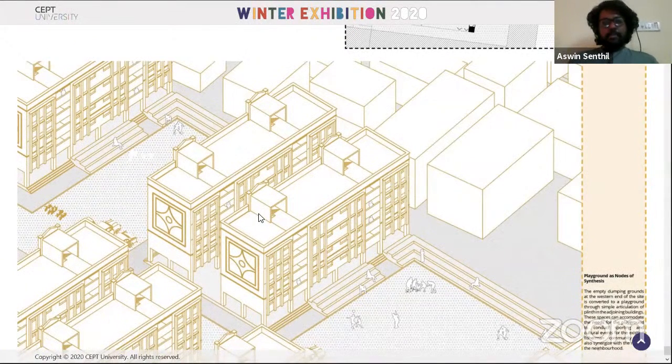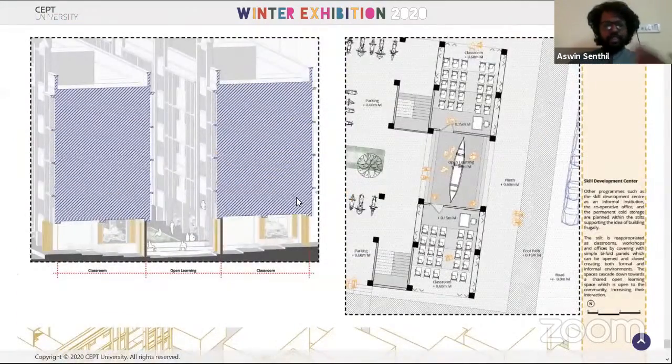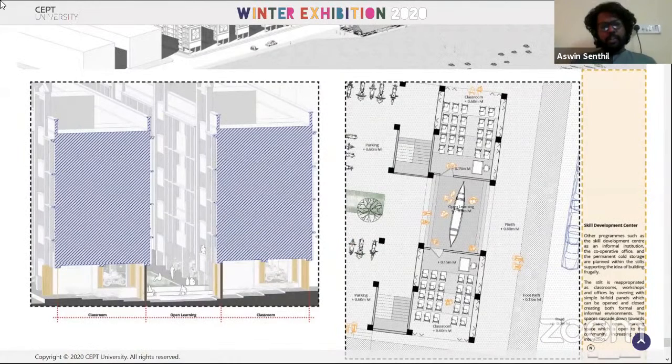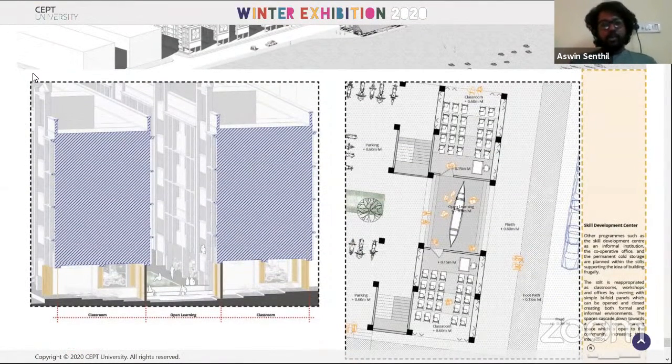And there was also a skill development center which was planned within the skills areas of the residential, thereby showing that the space was also a resource and how to do it frugally. And also very small interventions, minimal interventions could make more sense by a simple articulation of plinth, even by unbuilding or building minimally could make more difference, is what my project intends to convey.